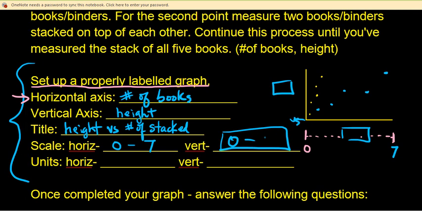So we might have to go from 0 to, let's say, maybe 15, or maybe it's got to be 30, or maybe it's got to be 40. I don't know. You guys figure that out.